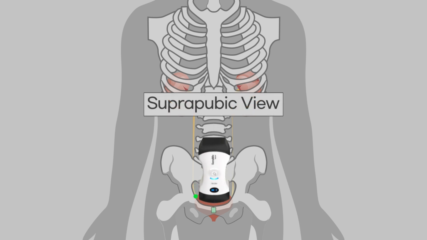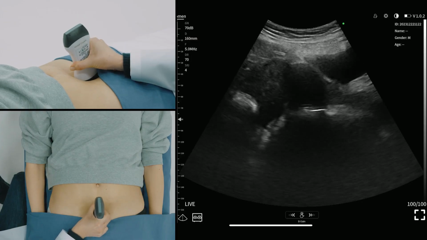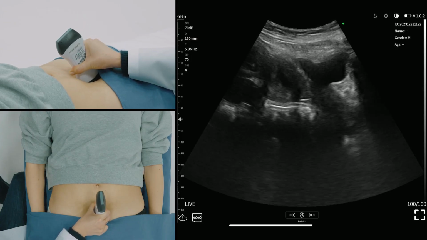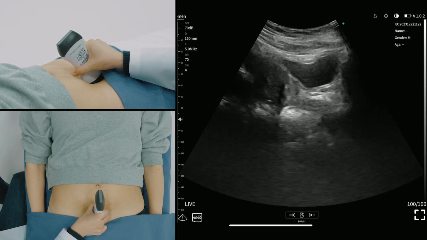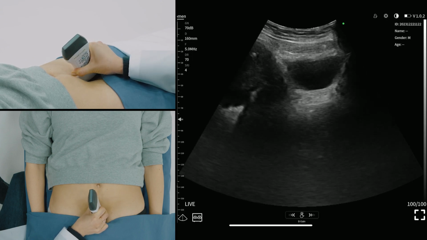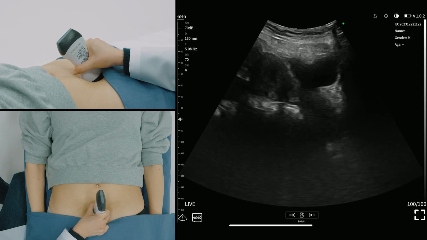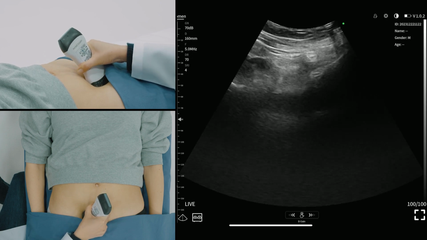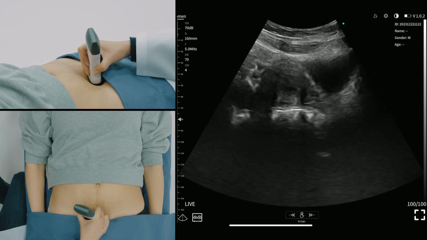Pelvic views are key for spotting abdominal free fluid. Place the probe above the pubic bone, slide slightly upward for a longitudinal view. A full bladder marks the border between abdominal and pelvic structures. In males, free fluid appears behind the bladder, and in females, it's in the pouch of Douglas, behind the uterus.